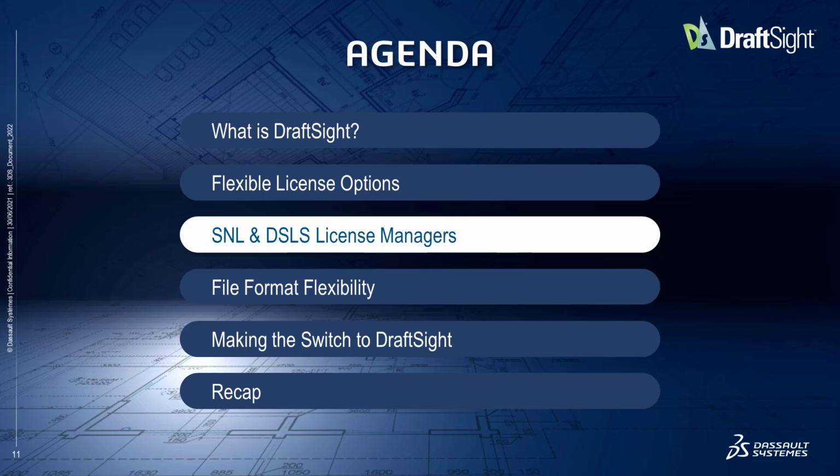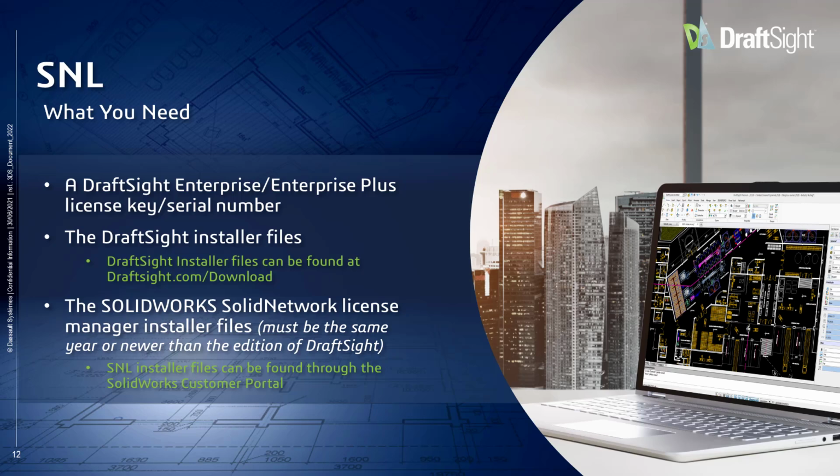So switching over to the actual implementation of our shared network license model, let's talk about SNL and DSLS. SNL is short for Solid Network License Manager, and DSLS is short for Dassault Systèmes License Manager. And both are tools used to manage your license keys that grant access to DraftSight. Let's start with the Solid Network License Manager. The SNL is used to manage our term licenses, which give you the opportunity to upgrade to a newer version of DraftSight every year. Now here's a quick list of what you need for the initial setup.